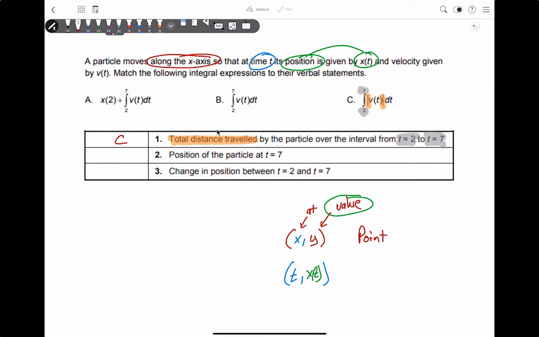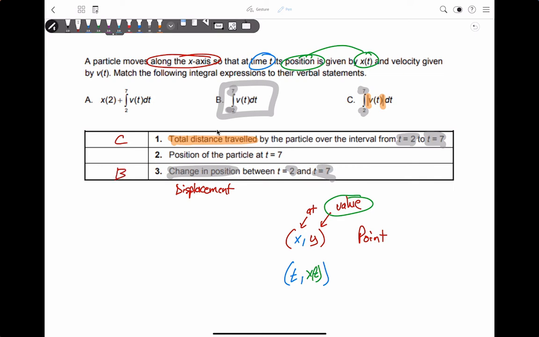Okay, looking at the other ones and kind of comparing and contrasting, I'm looking at this one that just looks like a displacement. Okay, and the displacement we know are these three key words: change in position. Okay, so this is going to be a displacement between a low value of 2 to a high value of 7, low to high, if you will. So this one is going to be B.